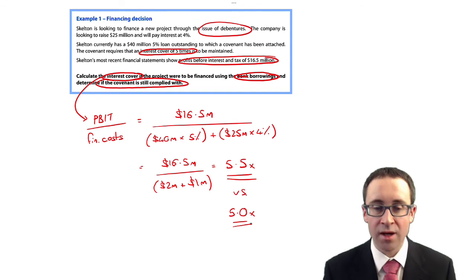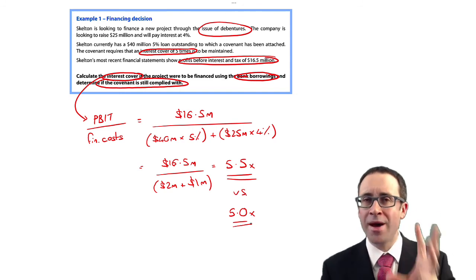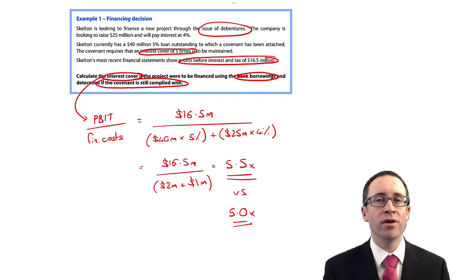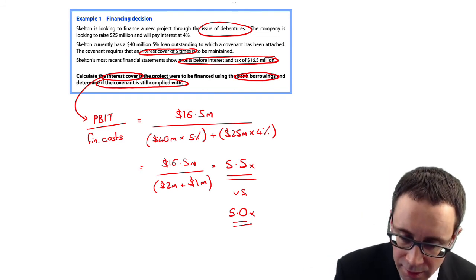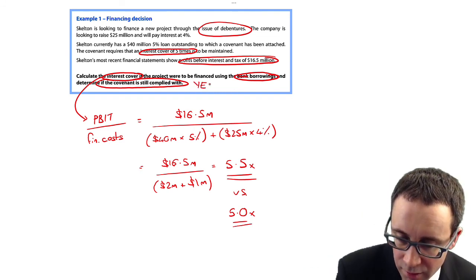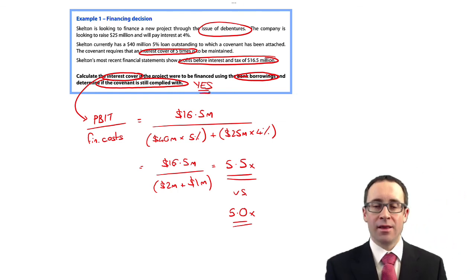versus 5 times. So our interest cover, even when we take out the loan, is better than what the debt covenant stipulated that we must be above. We need to be above 5 times. So is the covenant still complied with? The answer is yes. There we go.